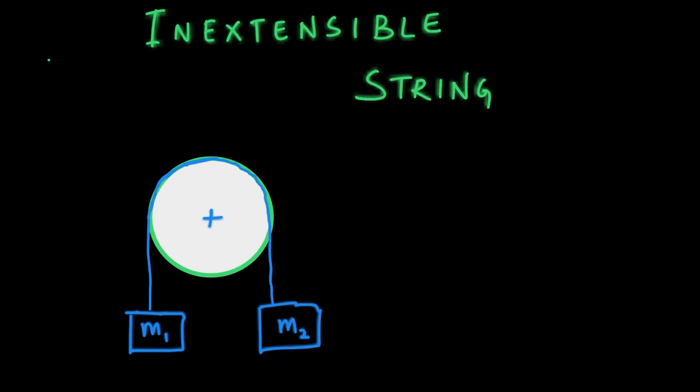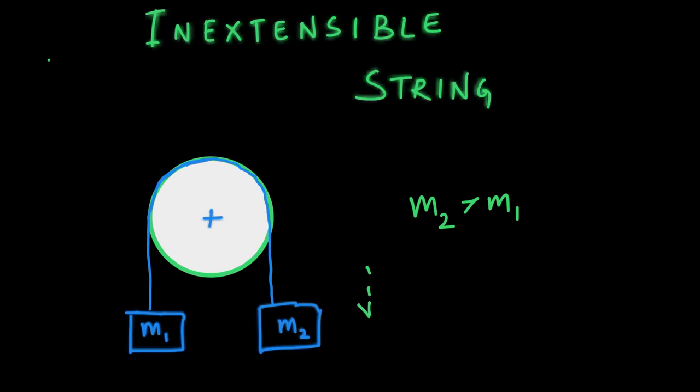Inextensible string. You say in most of the problems the string is inextensible. What does that mean? Again, I will take the help of the same system that we have been dealing with for the last two assumptions, the pulley mass system. Let's say again M2 is greater than M1, and I leave the system as such, then this whole thing starts coming down. M2 comes down and M1 goes up.